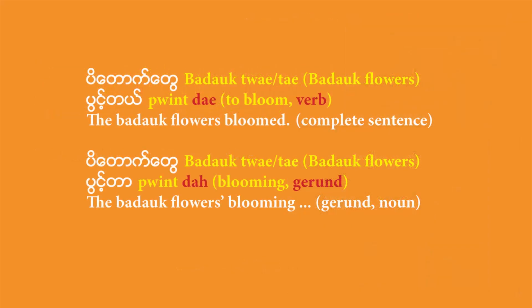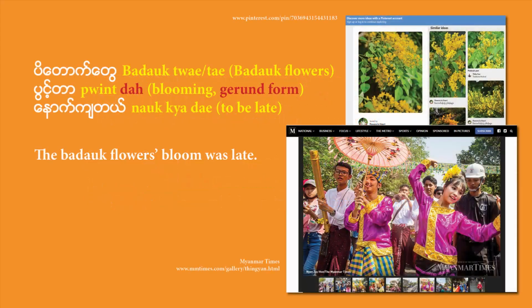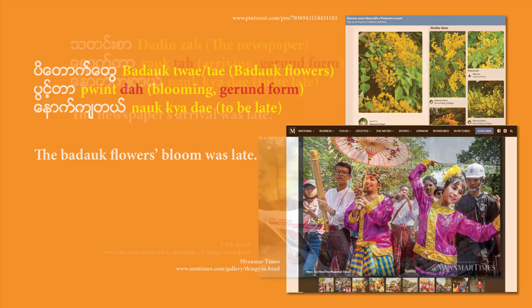If you simply say Badaukte Pwende, that means the Badauks bloom. By changing the last particle from de, the sentence end particle, to da, sometimes also pronounced da, you turn it into a gerund. So this whole phrase is the Badauks blooming. That is why it can be followed by the phrase naukjade, to be late. Taken together it means the Badauks blooming, or more naturally, the Badauks' bloom is late. Now let's look at the next line.